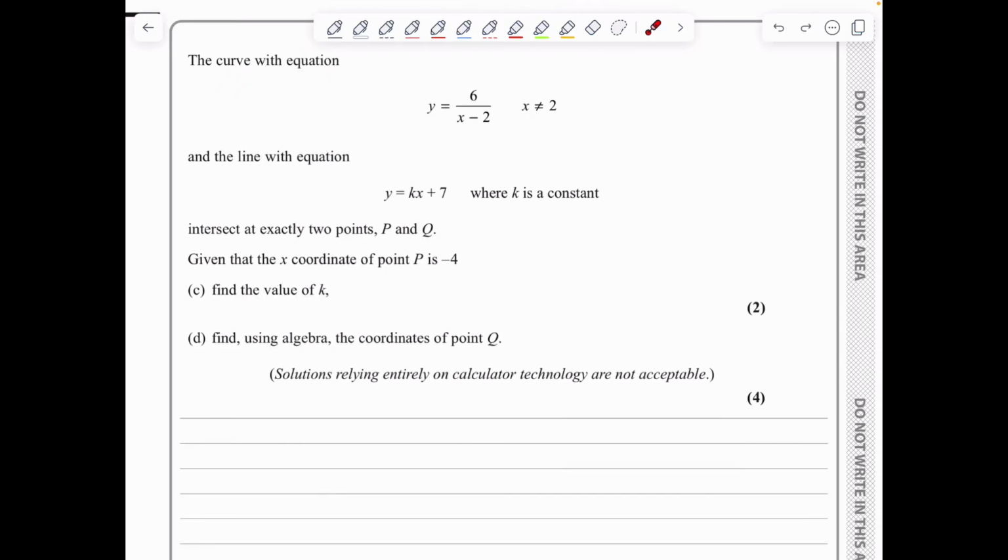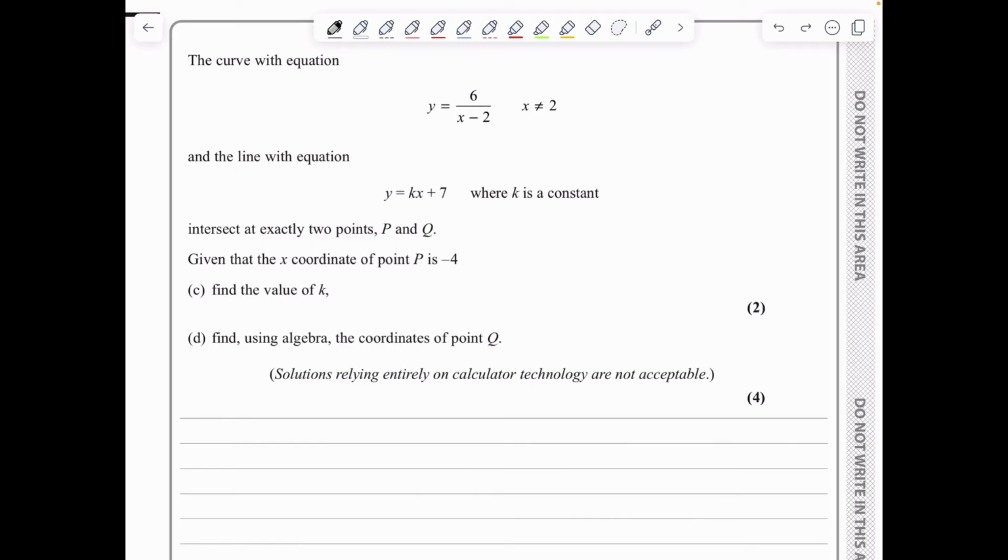We are then told that the curve with equation y is 6 over x minus 2 and the line with equation y is kx plus 7 intersect at exactly 2 points P and Q. Additionally, we are told that the x-coordinate of P is -4, and we need to find the value of k and then proceed to find the coordinates of point Q.